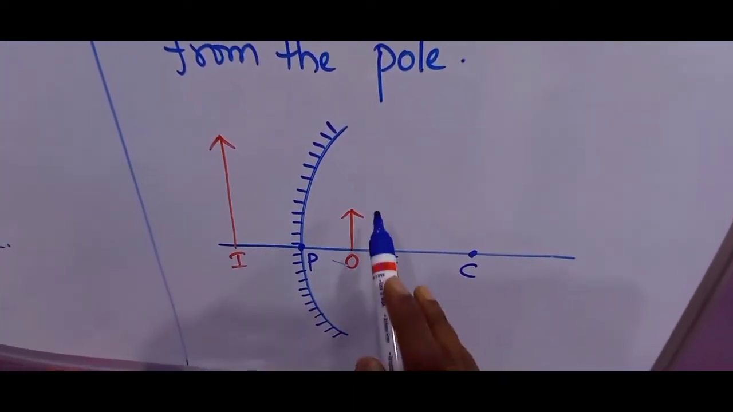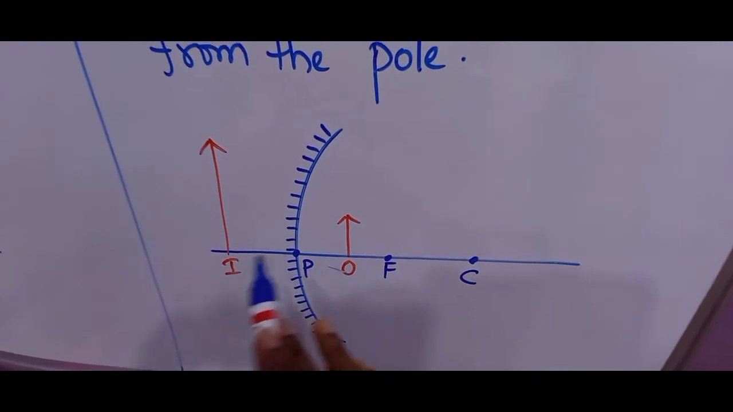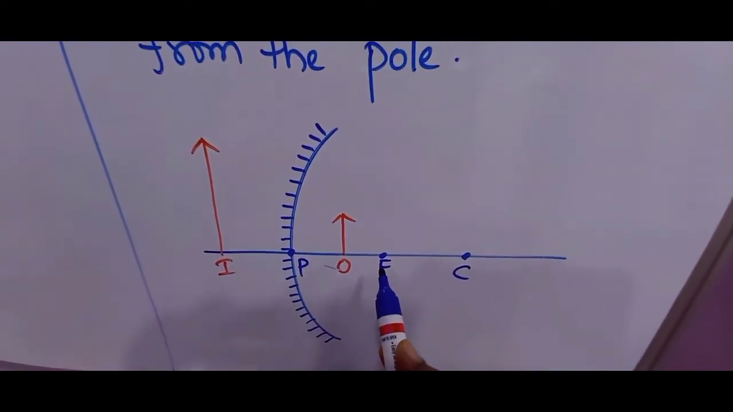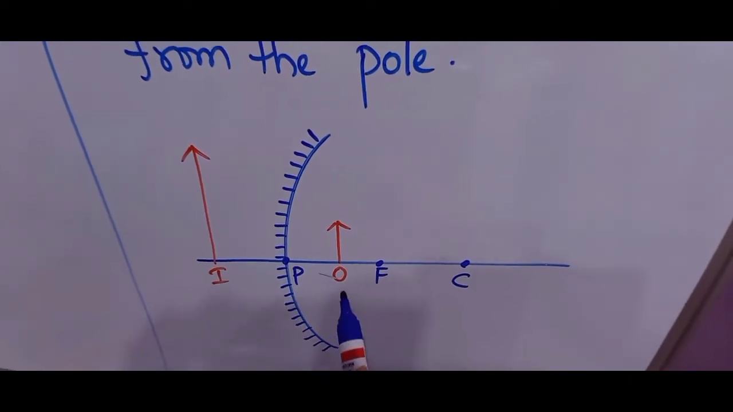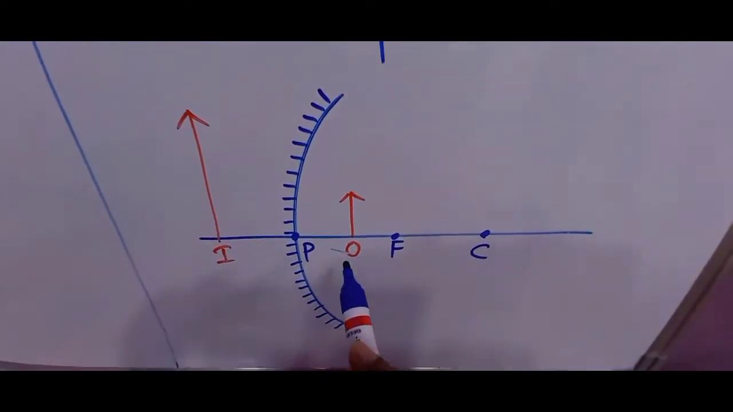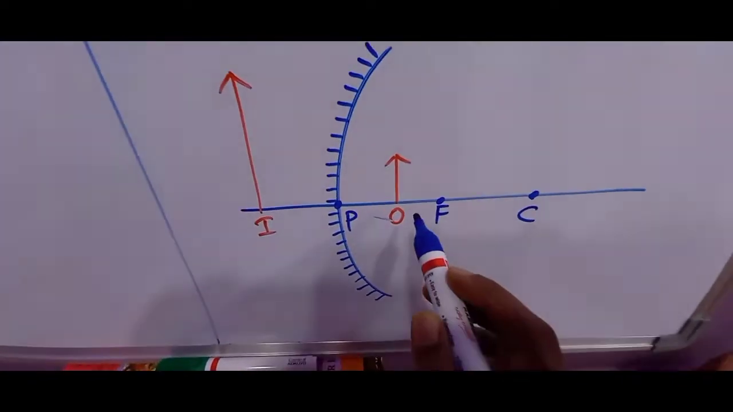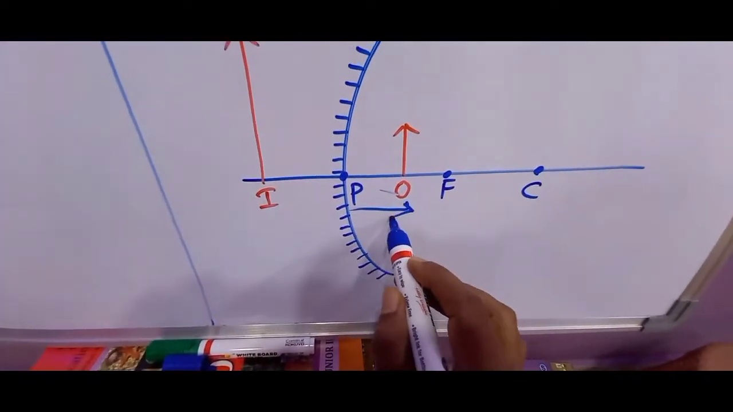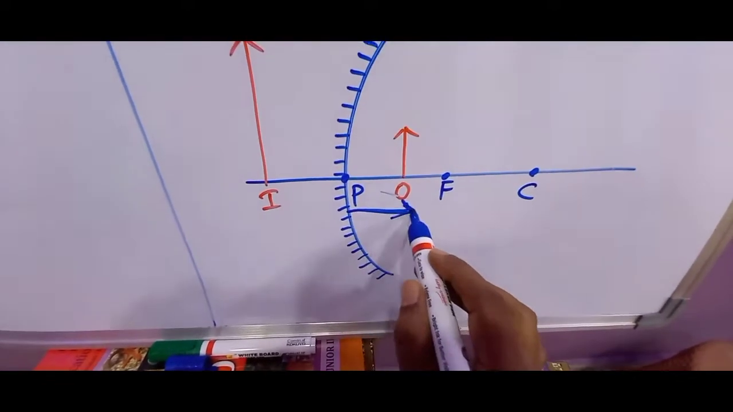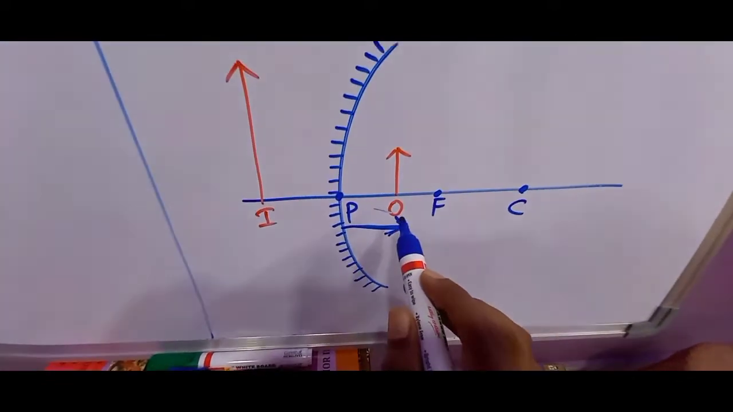Now, wherever the object or image may be, if we want to measure the distance of the object or the distance of the image, we need to always measure from the pole. Suppose you want to measure the object distance, that is u. We need to measure the distance of the object from the pole in this direction, from P to O.